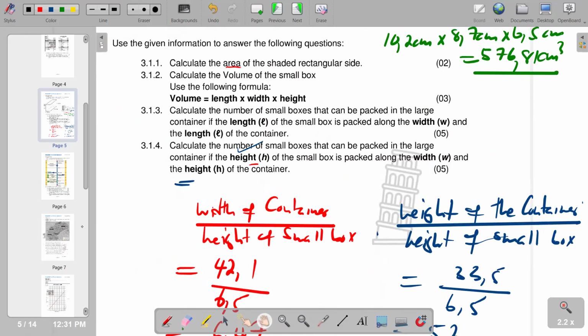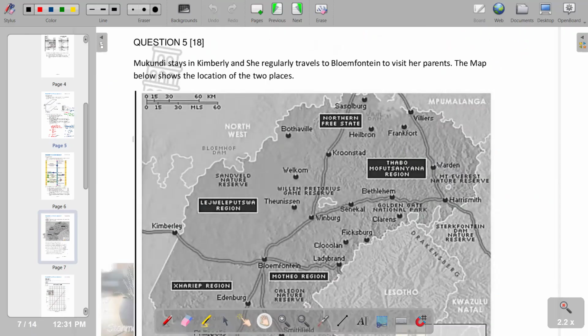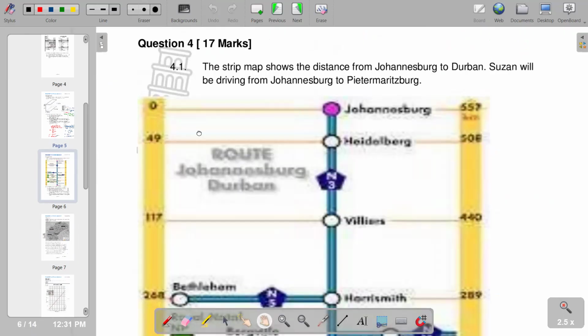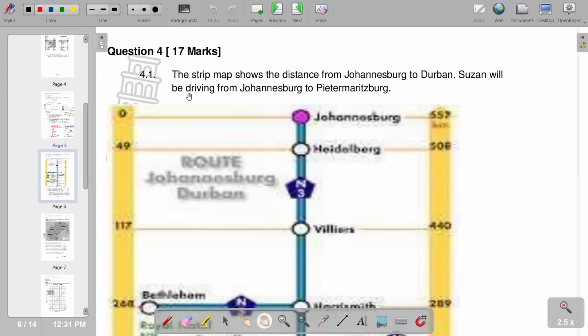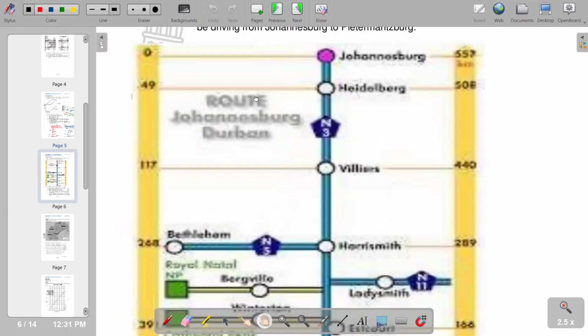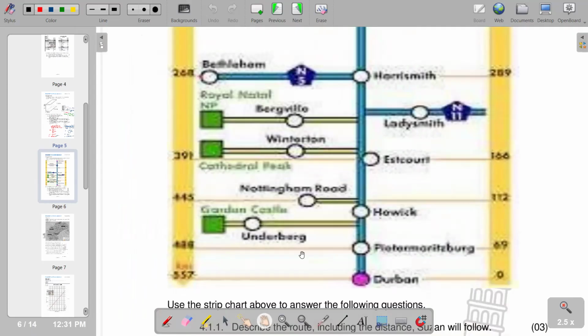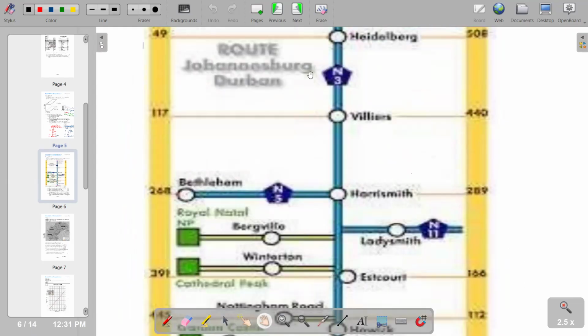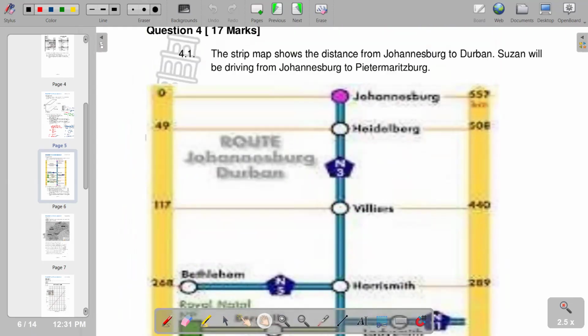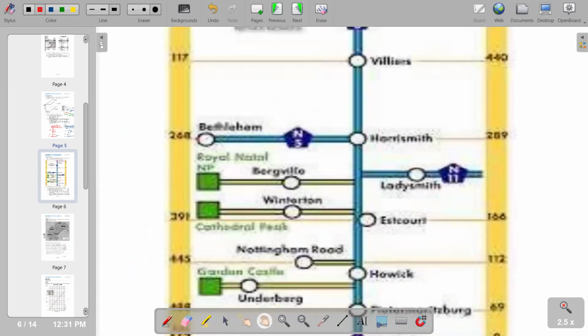We move on to the next part, which is question 4. The street map shows the distance from Johannesburg to Durban. Susan will be driving from Johannesburg to Pietermaritzburg. So this is the map that we have. The first part says describe the route, including the distance, that Susan will follow. Johannesburg we have here, and we have Pietermaritzburg in this part.